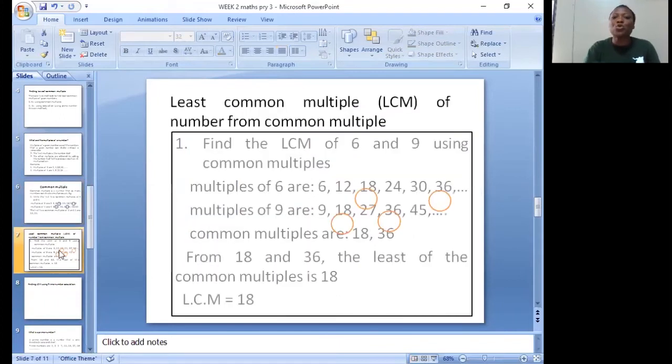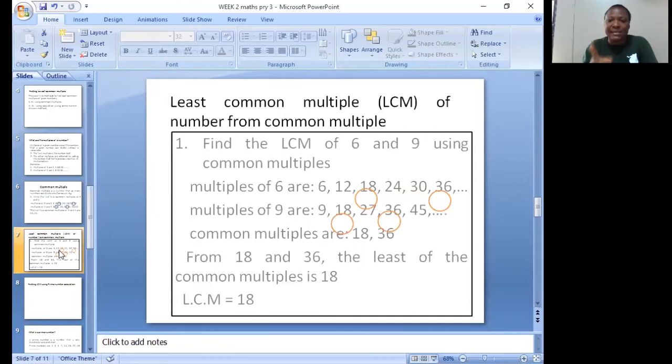List common multiples of numbers from common multiples. If you are able to get common multiples of given numbers, we are now going to look at the least. Least means smallest. The smallest between two numbers or the smallest among given numbers.